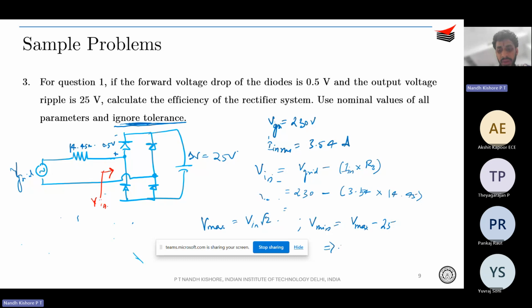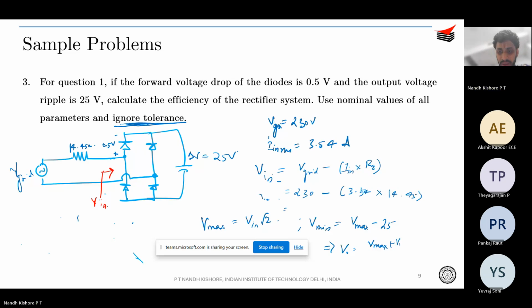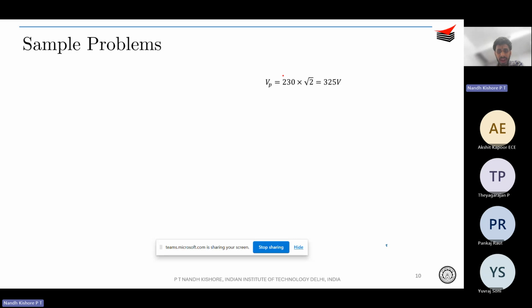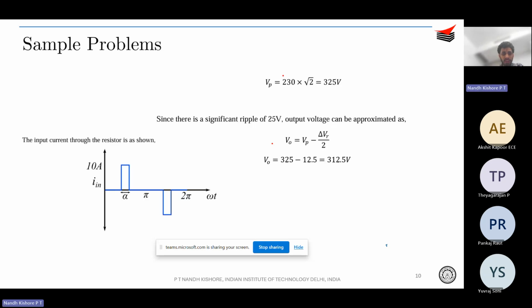So what will be V naught? V naught will be the average of, sorry, V max plus V min by 2. Okay, simple, right? We just calculate what is V in, and from there everything follows. So yeah, this is what we have done. Correct. So the input I naught, you know what is I naught?